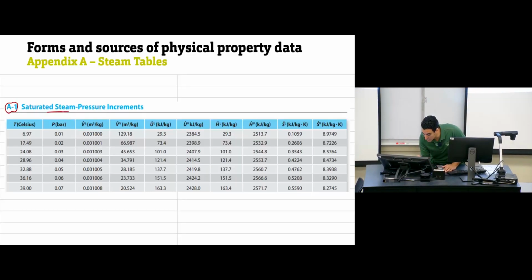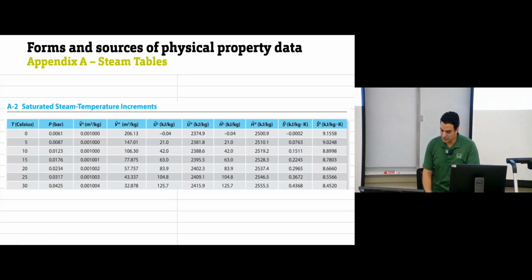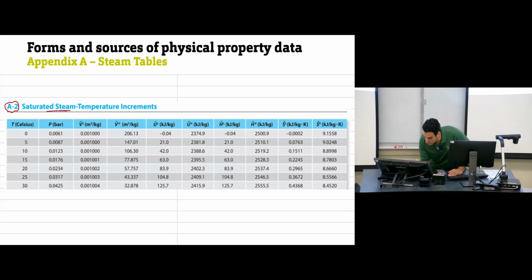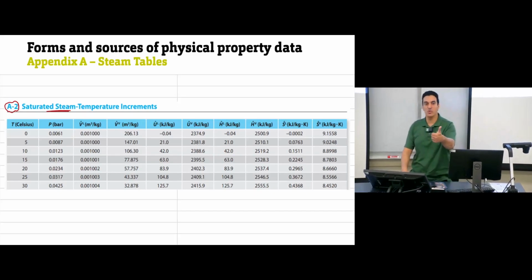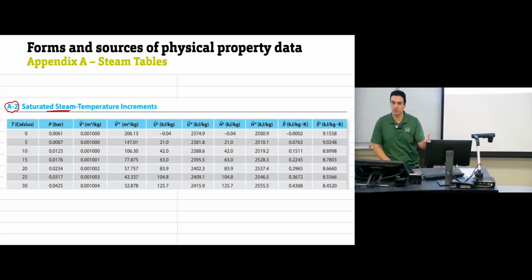This one is for saturated steam. And if you go to the second table, table A2, this is also for saturated steam. So we have A1 and A2, both of them for saturated steam. So what's the difference between them? Why do we have two tables?